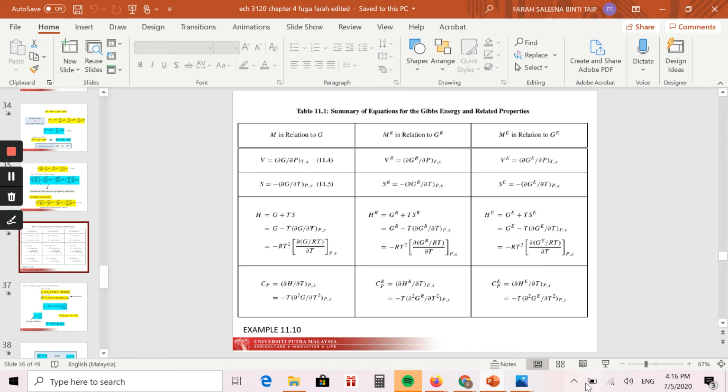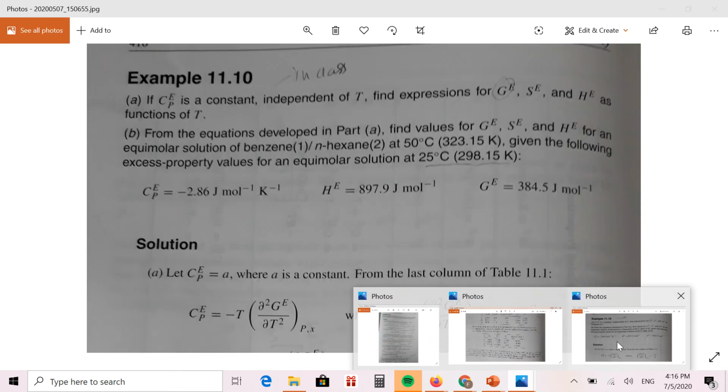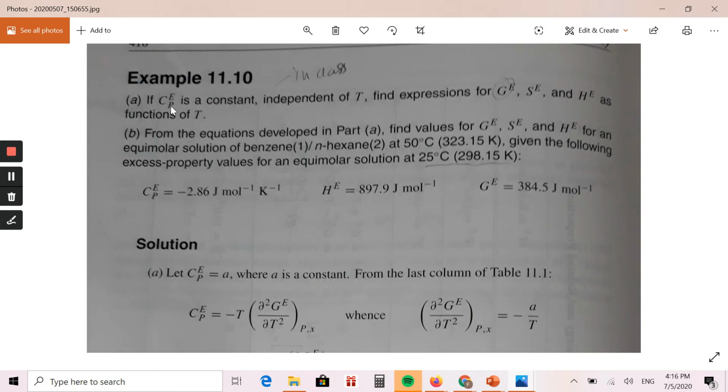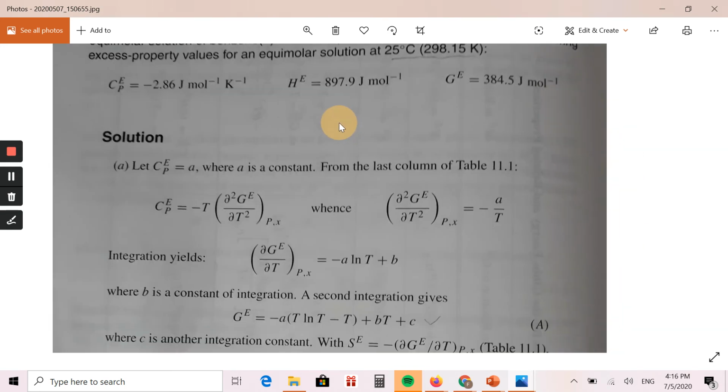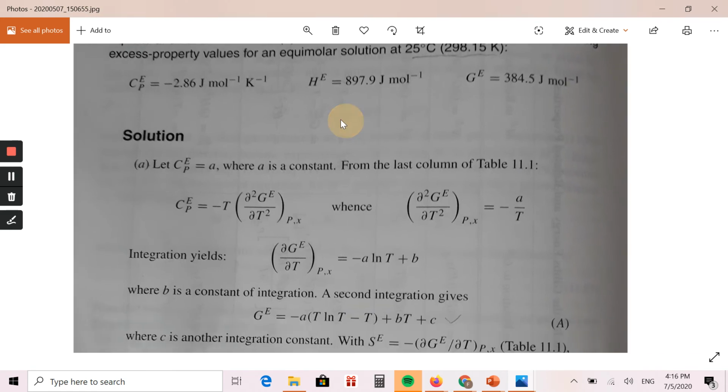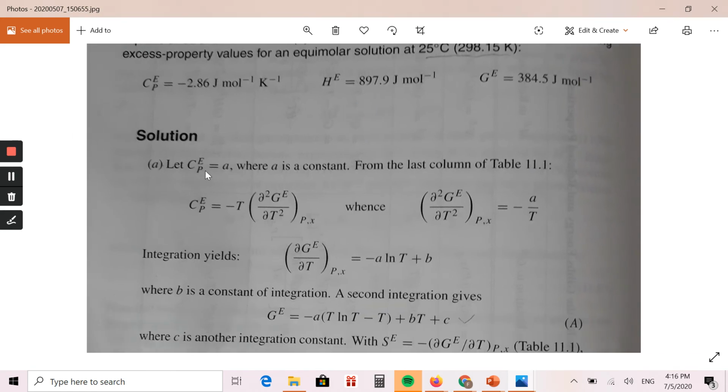Okay, so for 11.10, it says that if CP for the excess property is constant, independent of T, find the expression of all the G, S, and H. And these correlations are all given in the table. Let's say it's a constant, because we know that it does not change. So from the table, we know that CP for excess property is this, okay? And then simply bring the T here back to here, and you will get this.